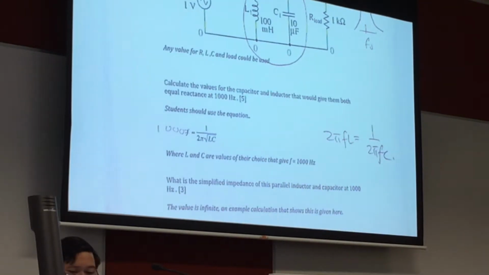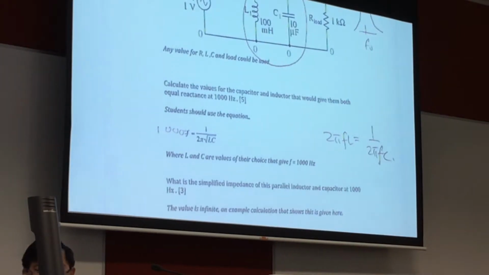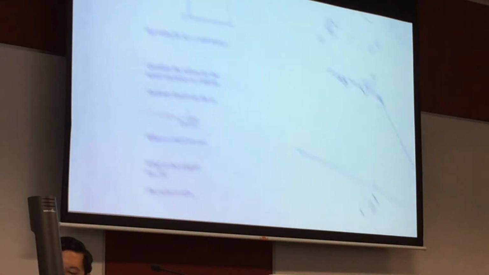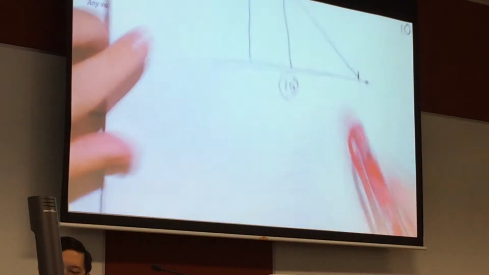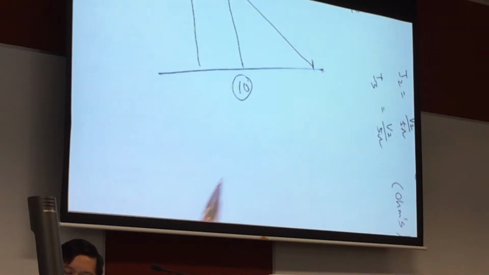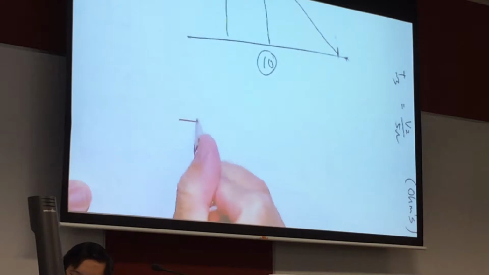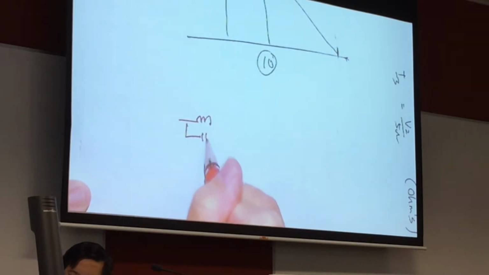will be something like this. What is the other possible answer? The other possible answer will be, okay, you don't see the rest, just see the red portion. It could be something like this: inductor, capacitor.